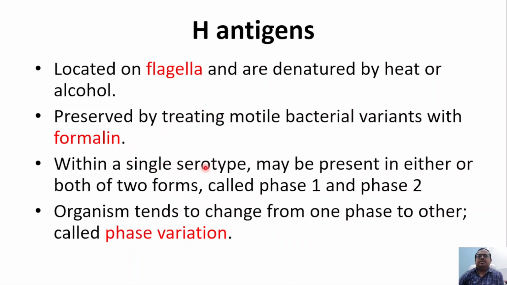Within a single serotype, the antigen may be present in either one or two forms, which are called phases. So there are phase variations. The organism tends to change from one phase to the other, which is called phase variation. This phase variation may be important as it may help evade the immune response developed by the host.